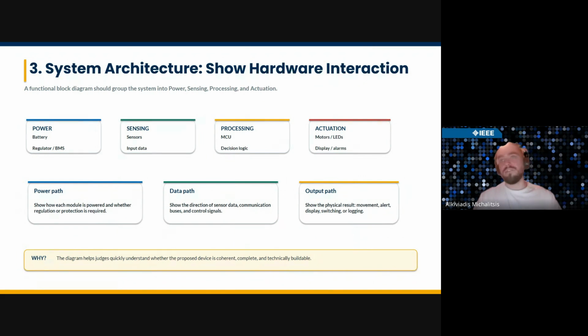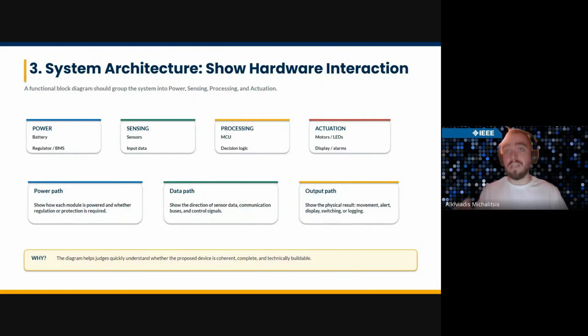So let's go to the third part of the reference in the design phase guide. This is the system architecture. This is the software, as we say. This is the logic behind our implementation. So we should show how the hardware will interact with each other, and based on that, what kind of information, data, and actions will happen.